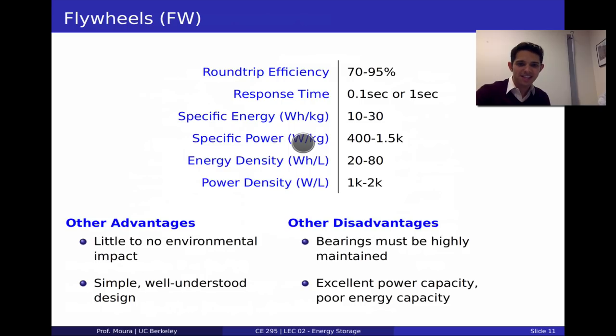That's a good question. And frankly, I'm not being very specific about what's included in these numbers. You might have to refer to the Bradbury paper. Hopefully they describe it. So at this level, we're just trying to get a sense. Okay, so advantages: little to no environmental impact. You can see we're just spinning stuff. So it's a simple, well-understood design. The disadvantages are really that it's all about the bearings and keeping it in a vacuum. And it's got excellent power capacity, less so energy capacity.